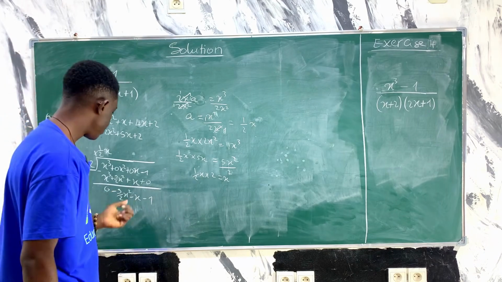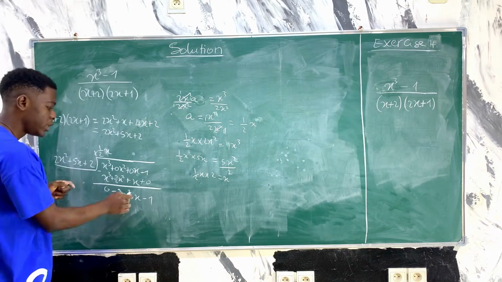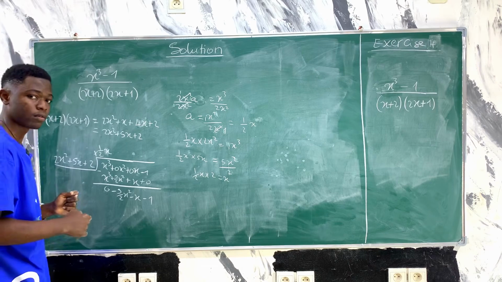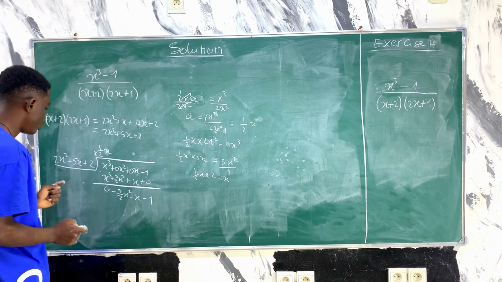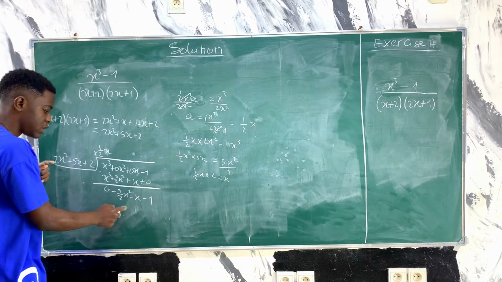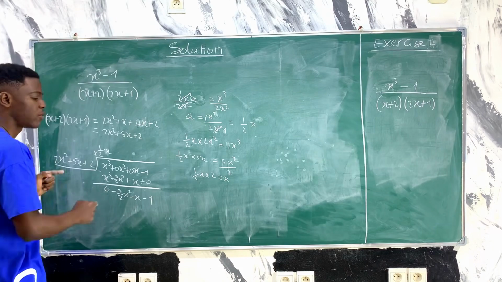I can see here that I have to proceed, because the power here is not less than the power here. The power here is still 2. The power here is also 2. So I can still divide. So what do I do? Which number will I multiply by this that will give me this? 2x squared times what will give me minus 5 on 2 x squared?